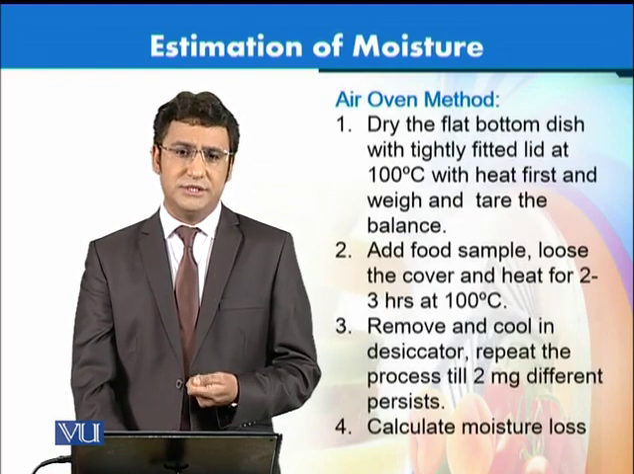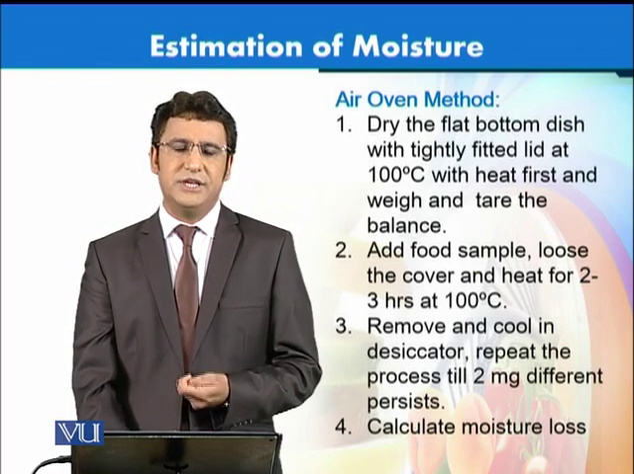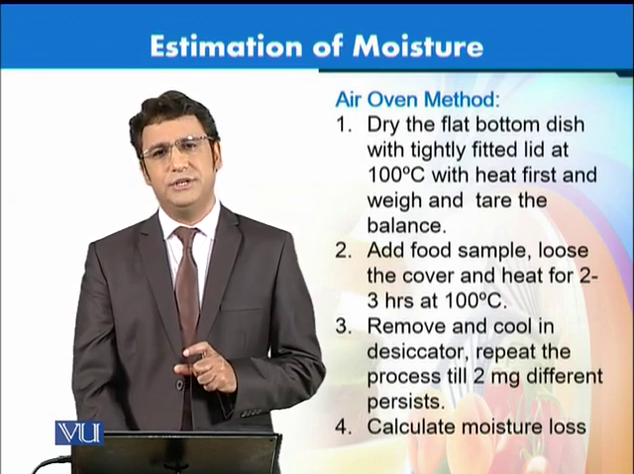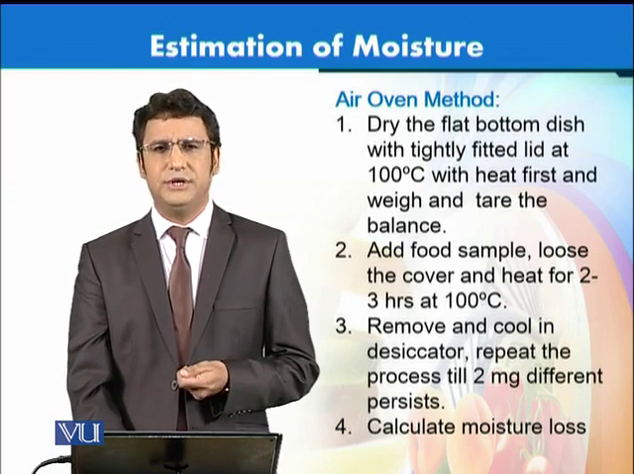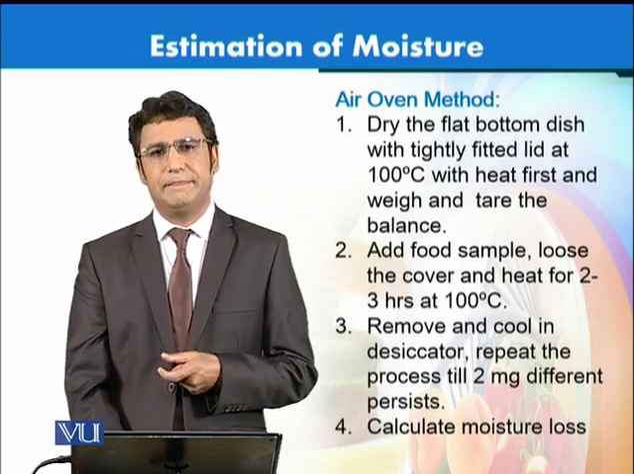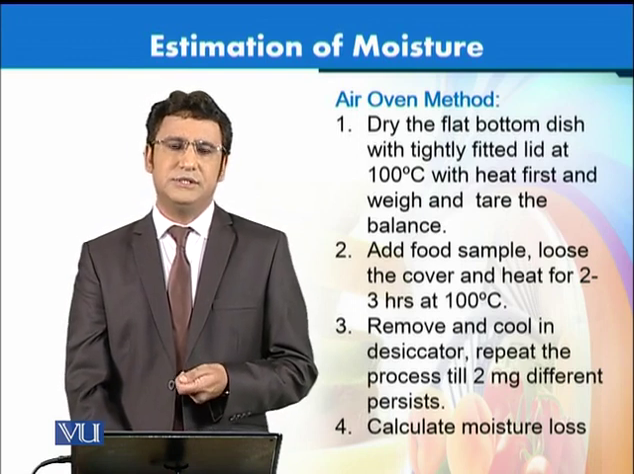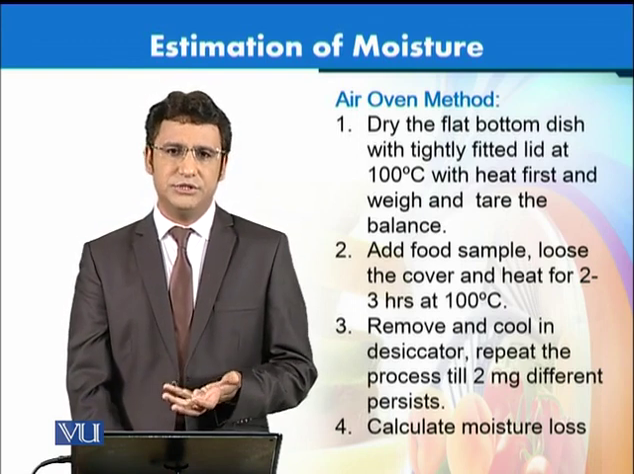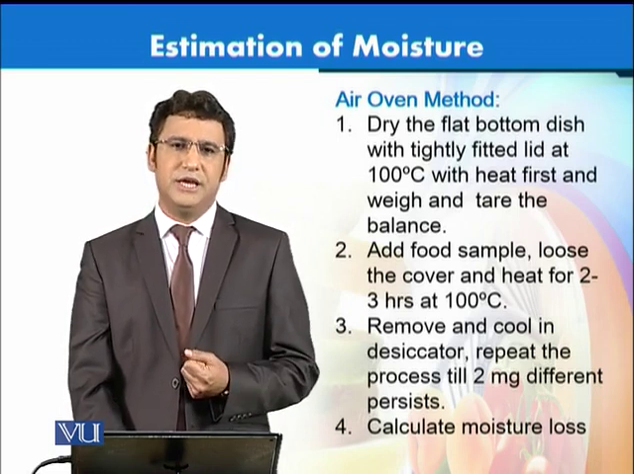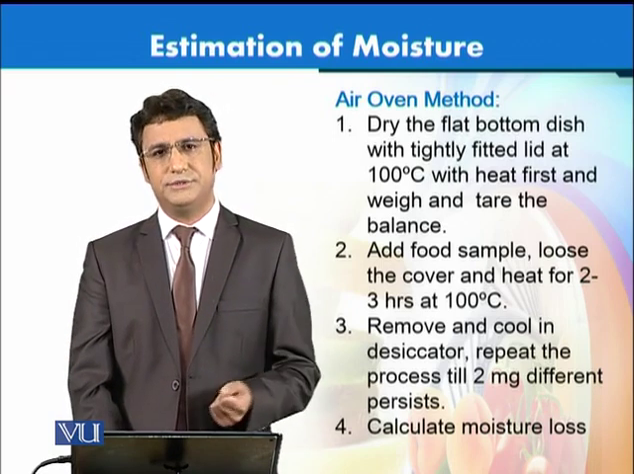One of the simple methods is the air oven method for moisture content. In this air oven method, we normally use a flat bottom dish that is routinely used for the moisture analysis. We weigh this flat bottom dish, and then we add the food sample into this flat bottom dish, and put the sample into the oven, and we do the heating process here at 100 degrees C for 2 to 3 hours.